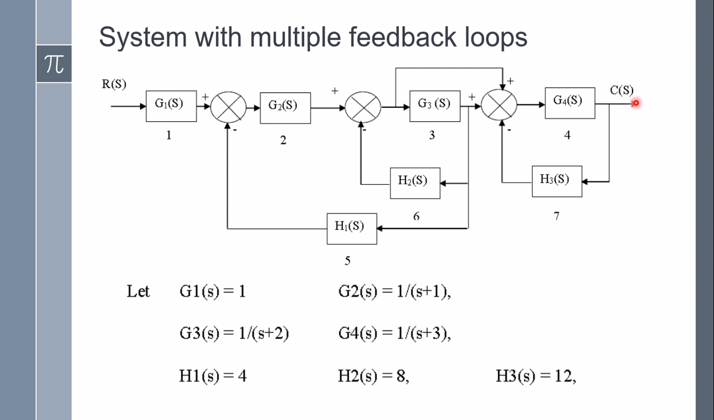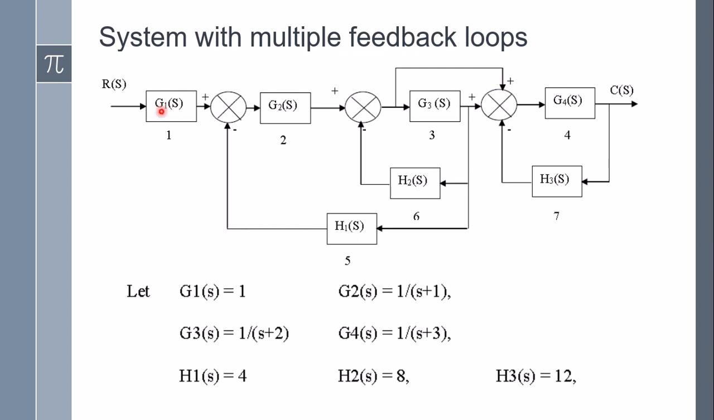So this is a forward path, and here it has one feedback path, and again another feedback path, and again another feedback path. So it has 3 feedback paths in total, with the gains of H1, H2 and H3. And apart from this, there is one more path which passes the signal from the input side to the output side.